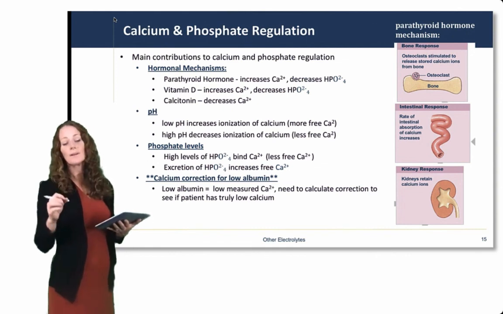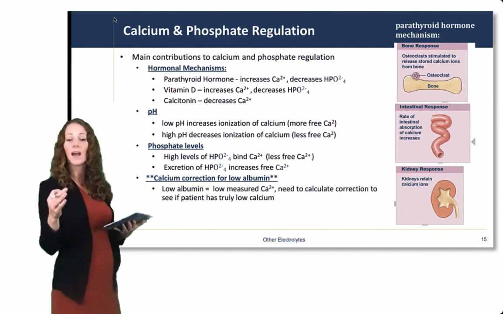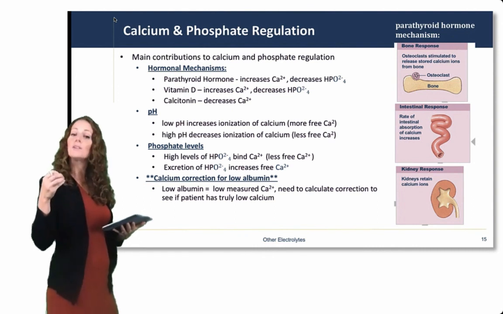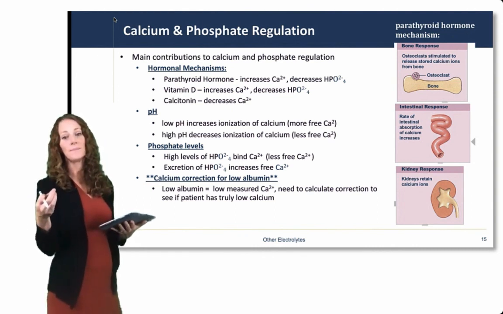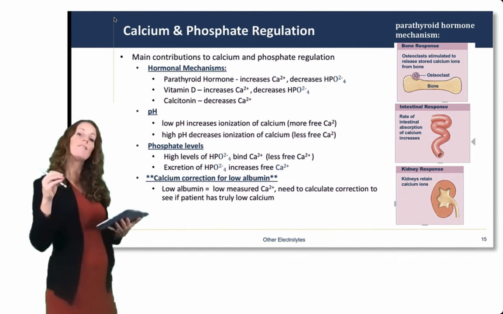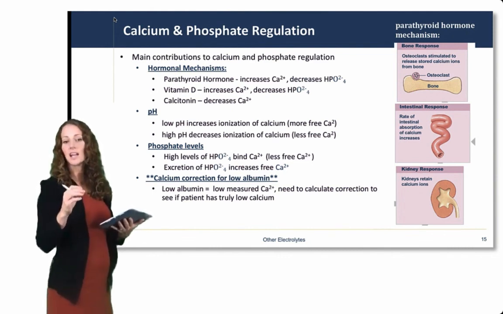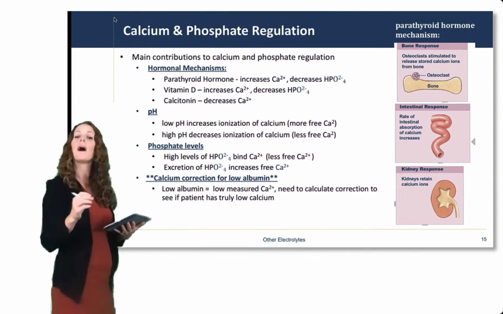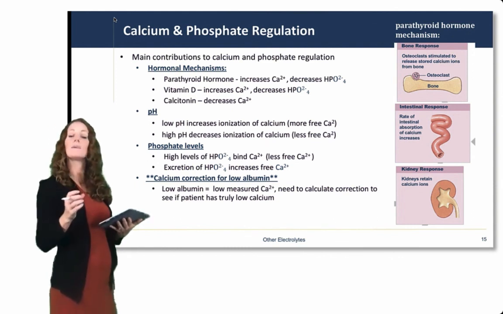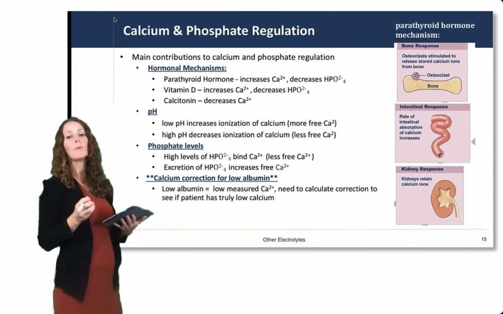Finally, one thing I want to mention is that as you move forward in your clinical careers and you learn about measurement of calcium in the blood and you get your lab values for calcium, at some point you're going to need to consider the levels of albumin. So if you have a patient that has low albumin, that can artificially lower the measured calcium. So if you see that a patient has both low calcium and low albumin, you're going to want to calculate the correction to see if the patient truly has low calcium or if that low calcium measurement is simply due to low levels of albumin.